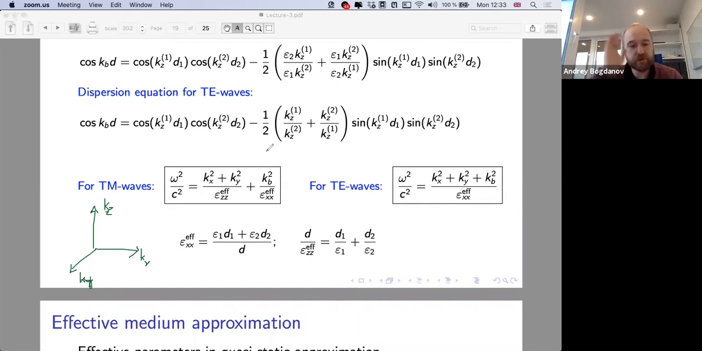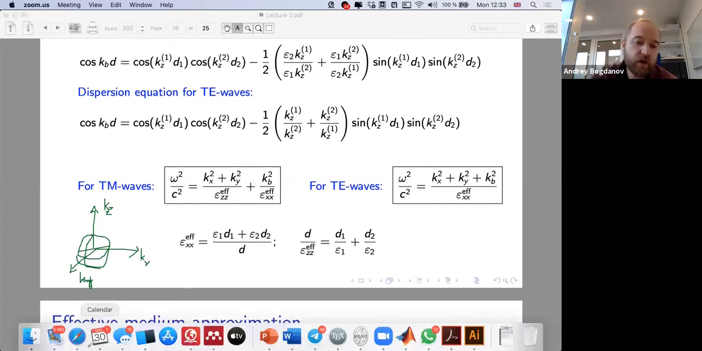Isofrequency contour is all possible values of kx, ky, and kz for which omega is a constant. And you know that if epsilon ordinary and epsilon extraordinary are 1, this is the equation of a sphere. It is the simplest case. This is just a sphere. But if one epsilon is negative, the equation describes a hyperbola.